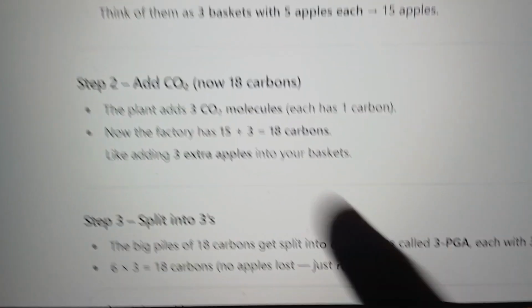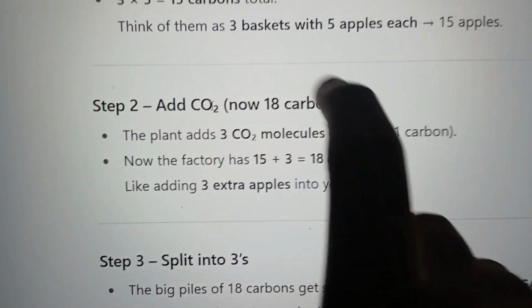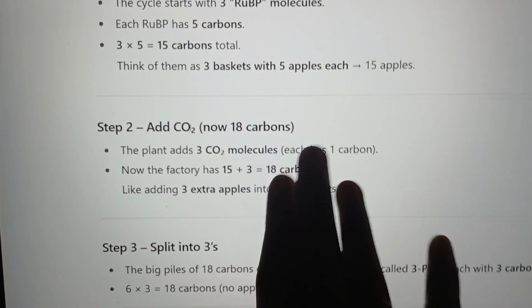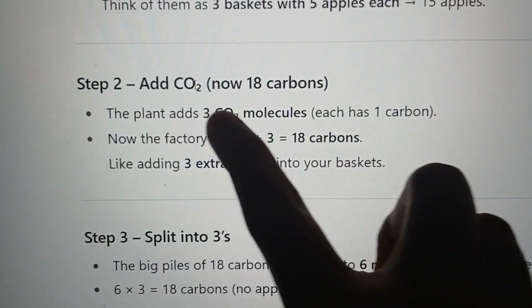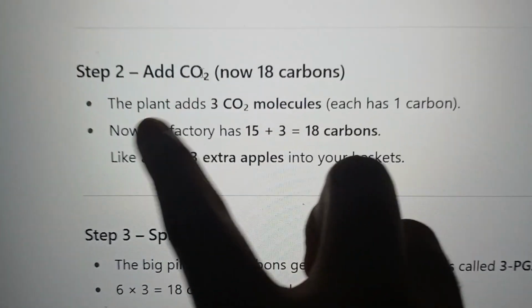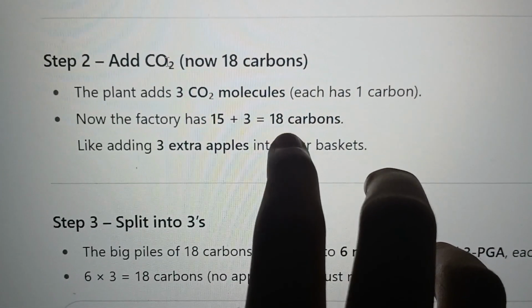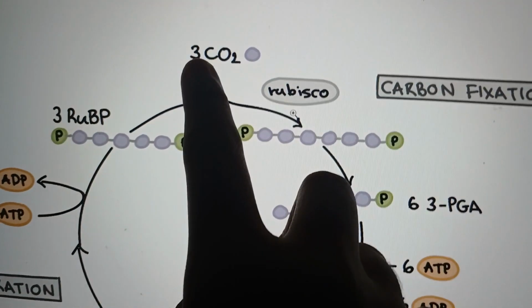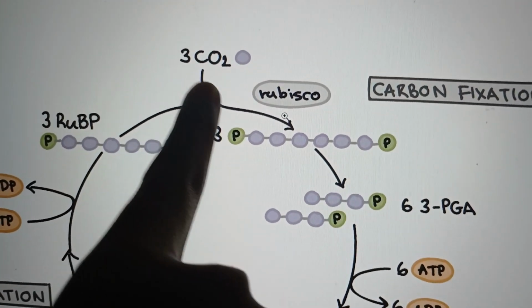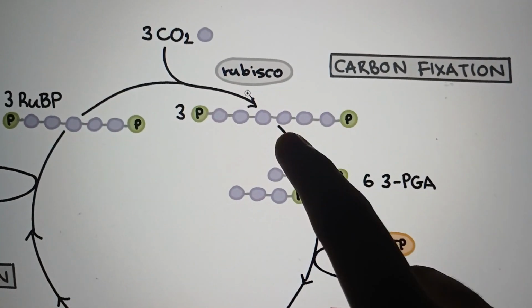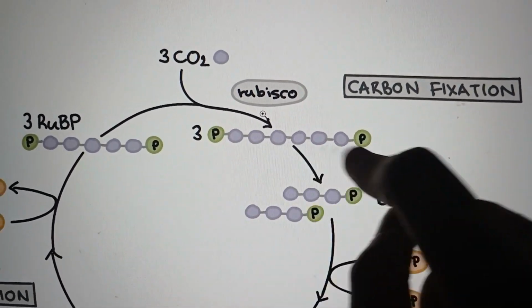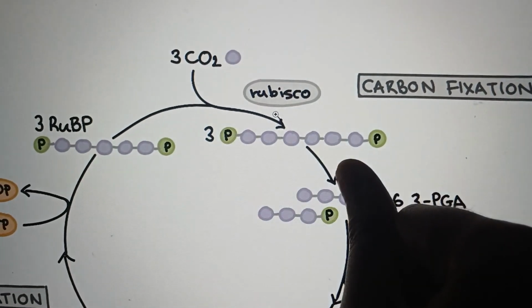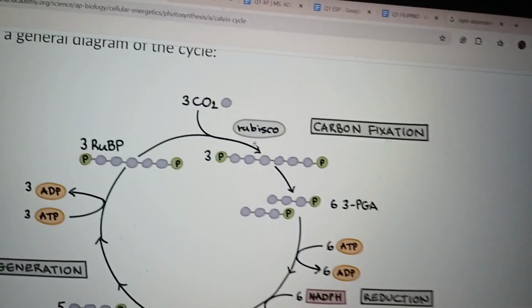Next, second step, add CO2, and it will now become 18 carbons. The plant adds 3 CO2 molecules, each has 1 carbon. So now the factory has 15 plus 3 equals 18. So why did that happen? In these 3 CO2, we can see it suddenly becomes a 6th one, 3 sixes in here.